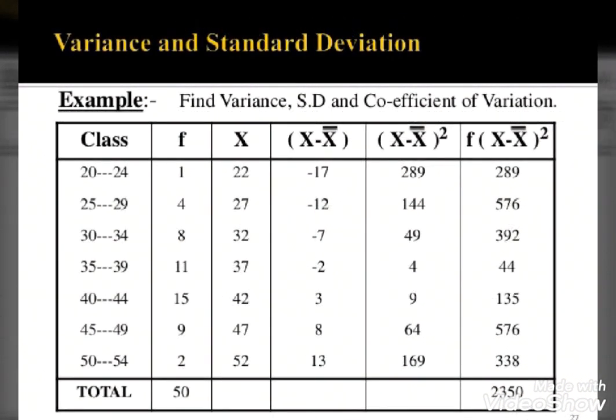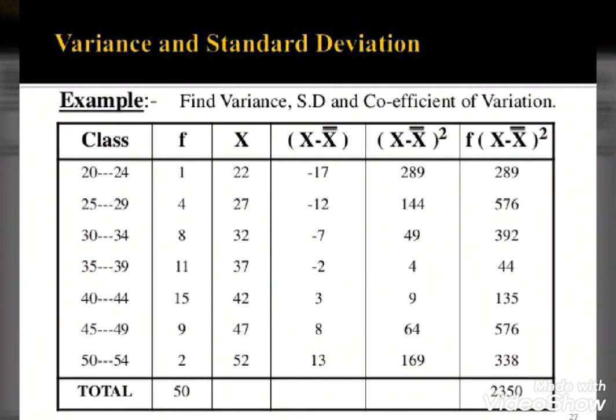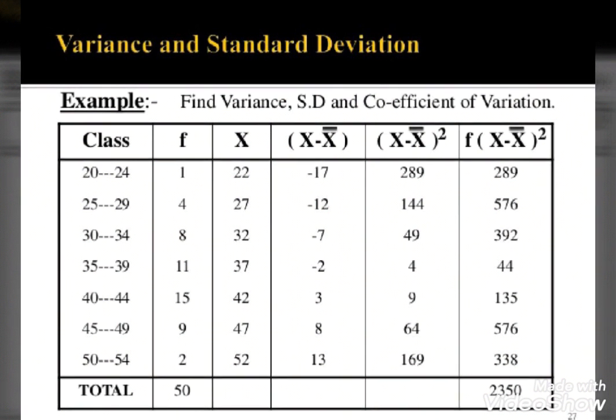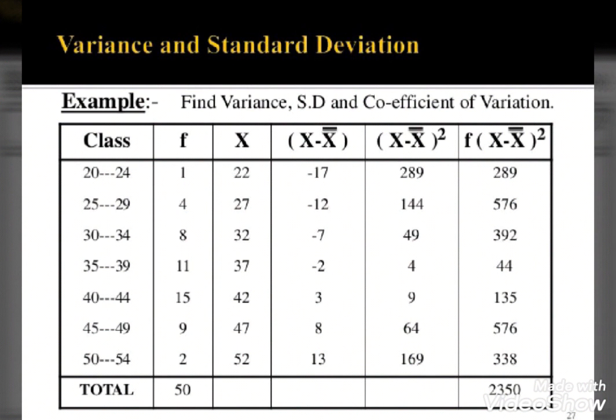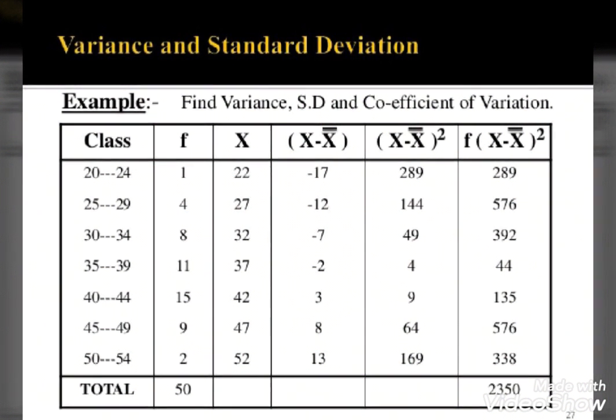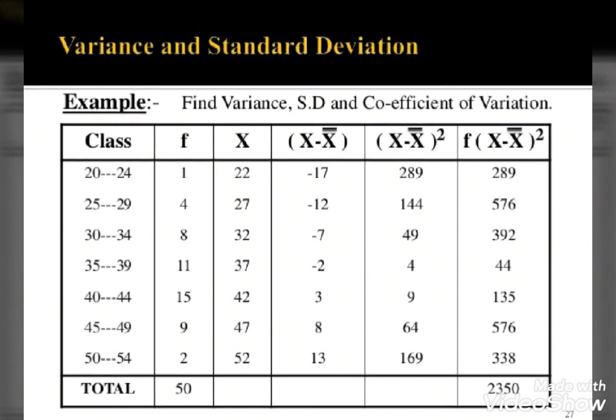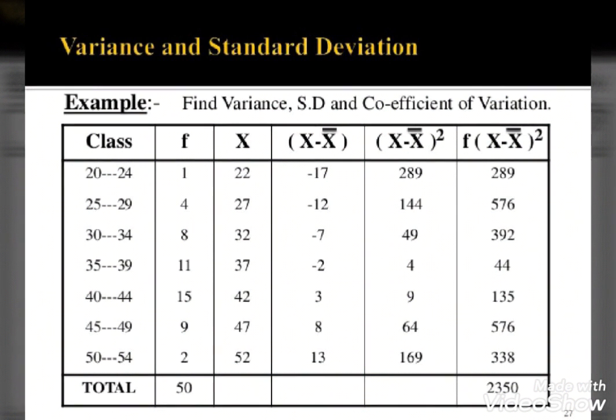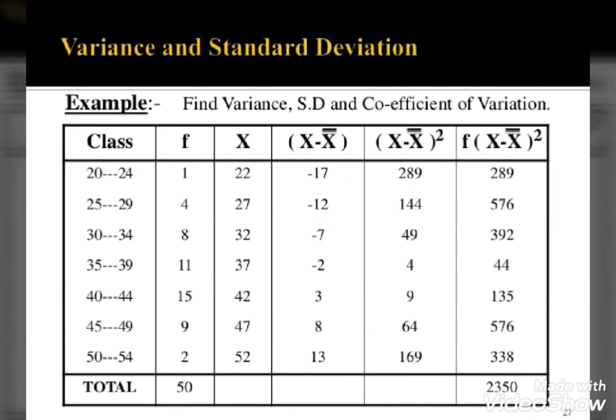You can see in the example it has given class intervals, then f values, x minus x bar values, x minus x bar whole square values, and then they have calculated. So for this you first have to prepare this chart. You can see the class interval values are given, frequency is given, x values are given, and the x minus x bar value is given.